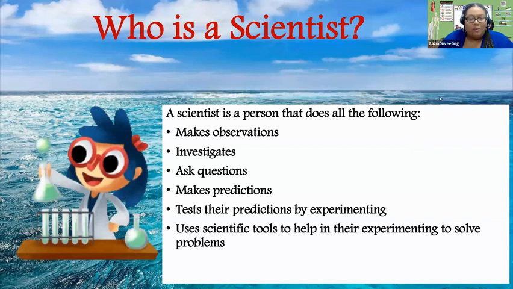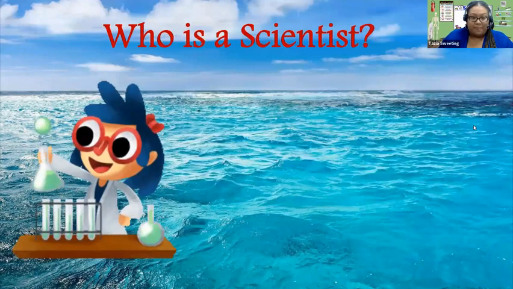All right. So when you're asked who is a scientist, yes, it is a person who studies science, who obtains knowledge, who studies the world around us, but it's a person that has various skills. And these skills are what I just talked about. They have the skills of making observations, investigating, and asking the necessary questions. They make predictions. They test their predictions through experimenting, and they use scientific tools in their experiments to help them solve whatever problem they are trying to solve.